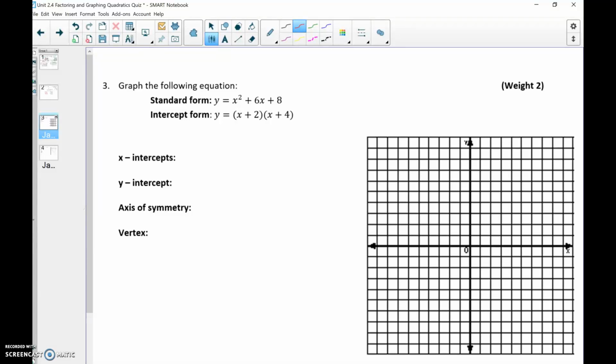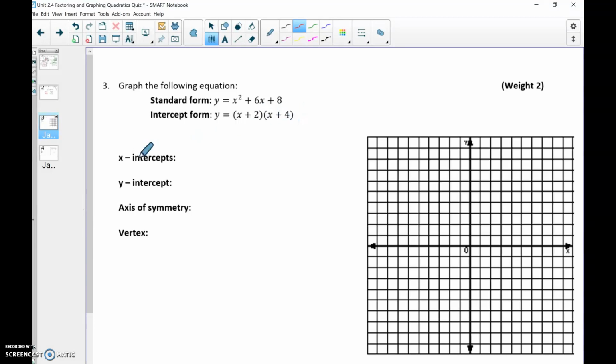Alright, hello everyone. This is question number 3 from your quiz from Friday. First thing I wanted to point out was that some of you didn't really read your directions super well. We noticed that some people tried to factor the standard form, and that's kind of already done for you because intercept form is right here. So please make sure to read your directions. You did a bunch of work when you didn't really need to. It's already right here. This is the factored intercept form.